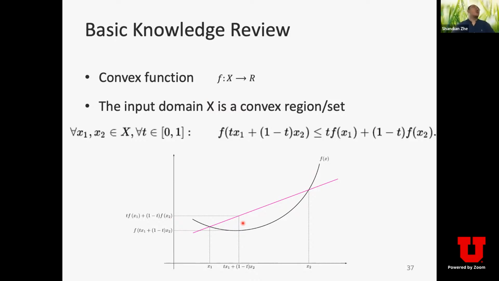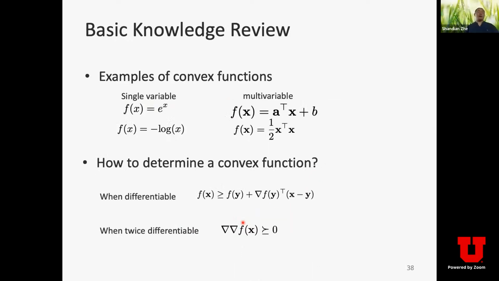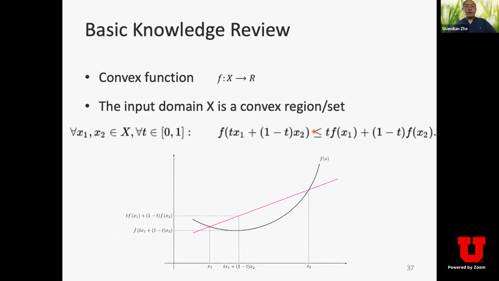Any other questions regarding the clarification? Okay, so here we give some more examples of convex functions. If x is just a single variable, the exponential function is a typical convex function. Negative logarithm of x is a typical convex function, and actually the logarithm of x is called a concave function. That means if you flip the inequality, making it no less than, any function satisfying this inequality for arbitrary x1, x2, and t is called a concave function.